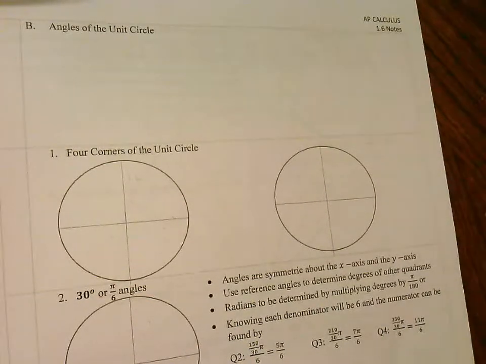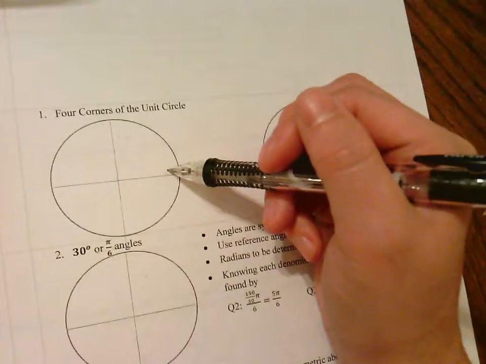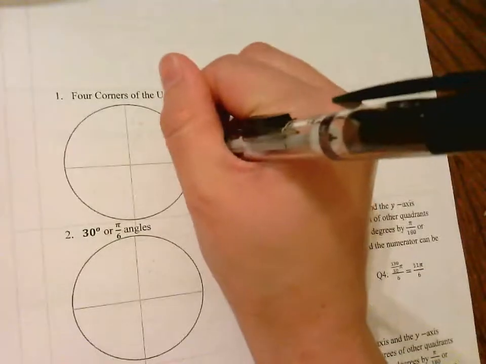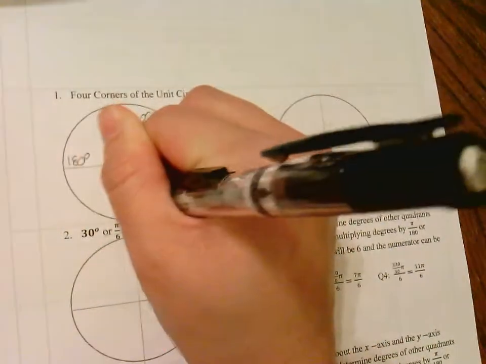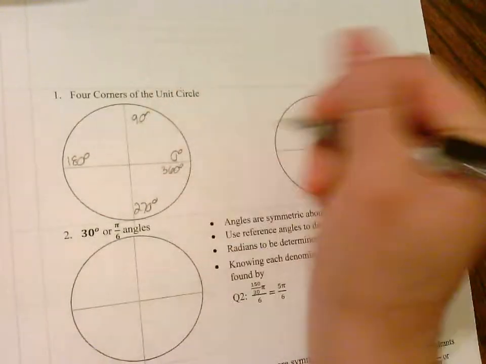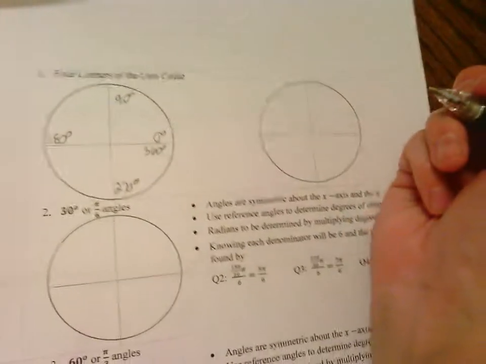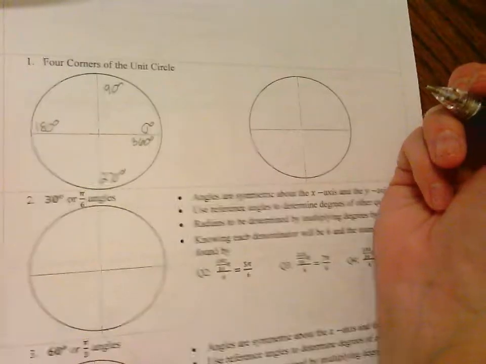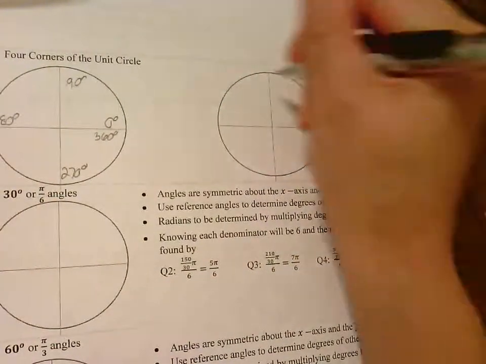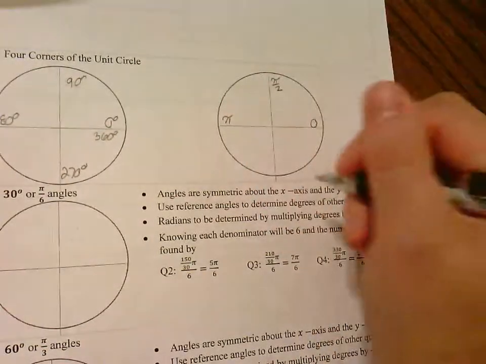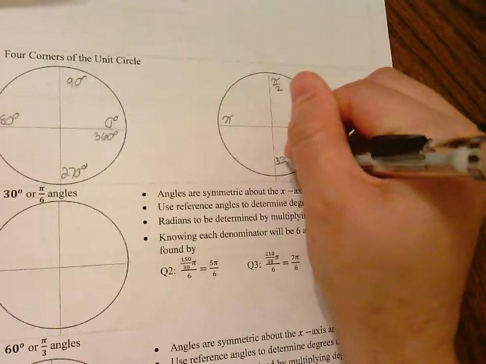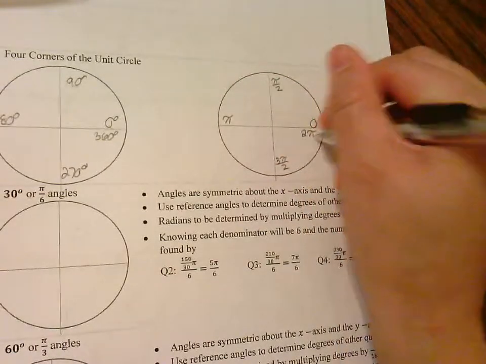All right, so the four corners of the unit circle we already went over. Okay, so this is 0 degrees, 90 degrees, 180 degrees, 270 degrees, and 360 degrees. Yes, I know they are not corners. It's just a terminology to help you understand, okay? And this is 0 radians, pi over 2 radians, pi radians, 3 pi over 2 radians, and 2 pi, okay? So four corners, they never change.